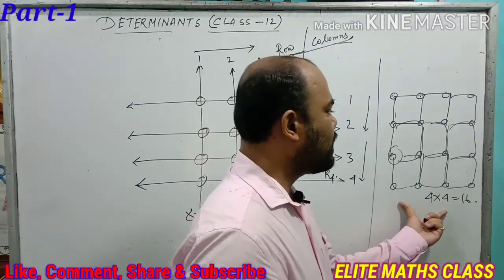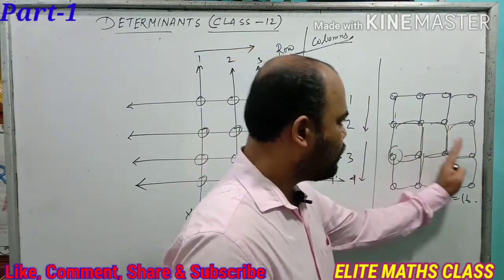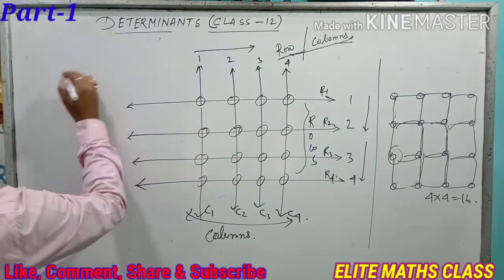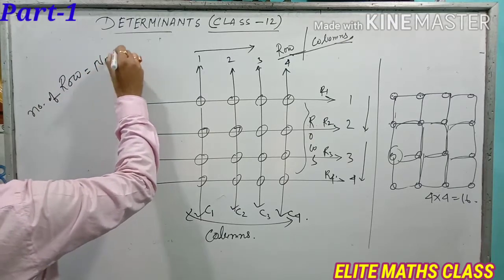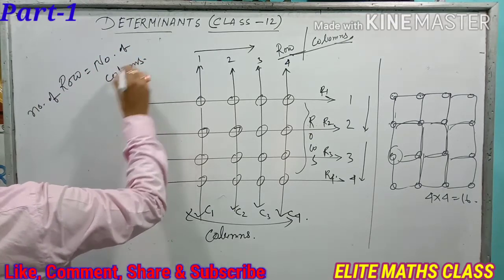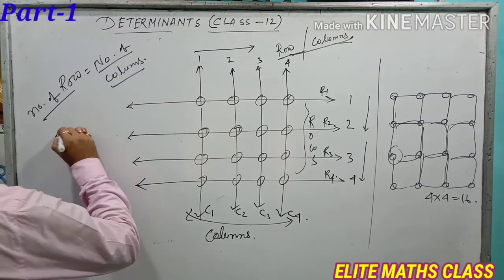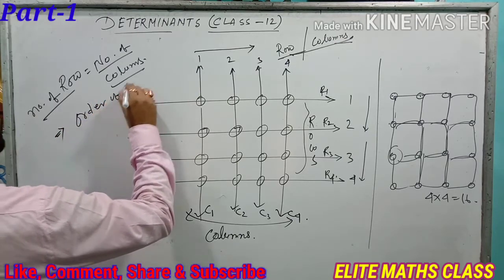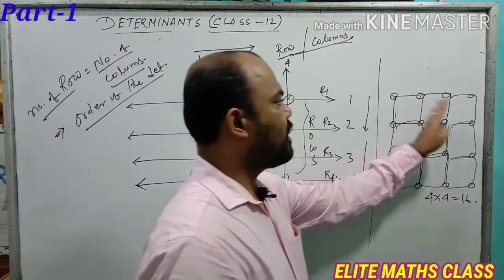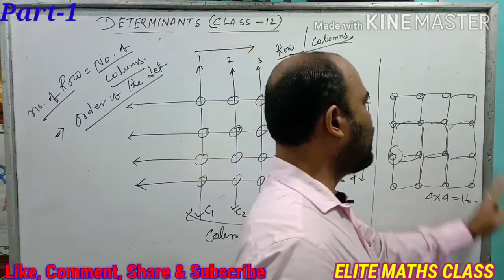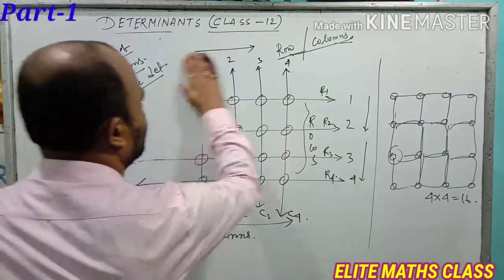Now see this structure. How many positions are there? Total 16 positions. Total how many rows? 4 rows and 4 columns. Now another thing you remember, in a determinant the number of rows is equal to the number of columns, and this is called the order of the determinant. Here the number of rows equals 4 and the number of columns equals 4, so the order of this determinant will be 4 only, or it is written as 4 by 4.